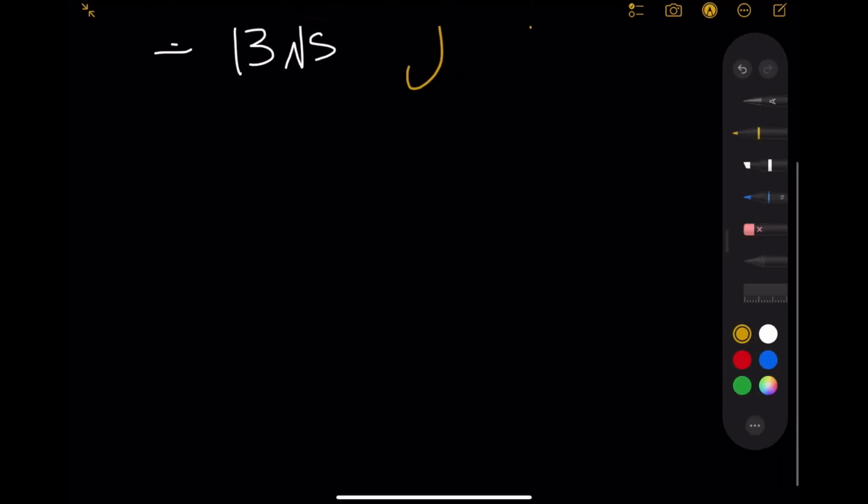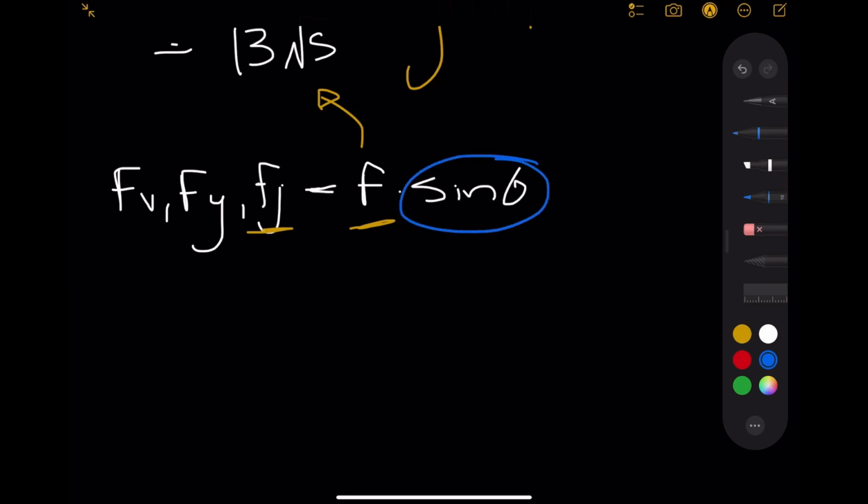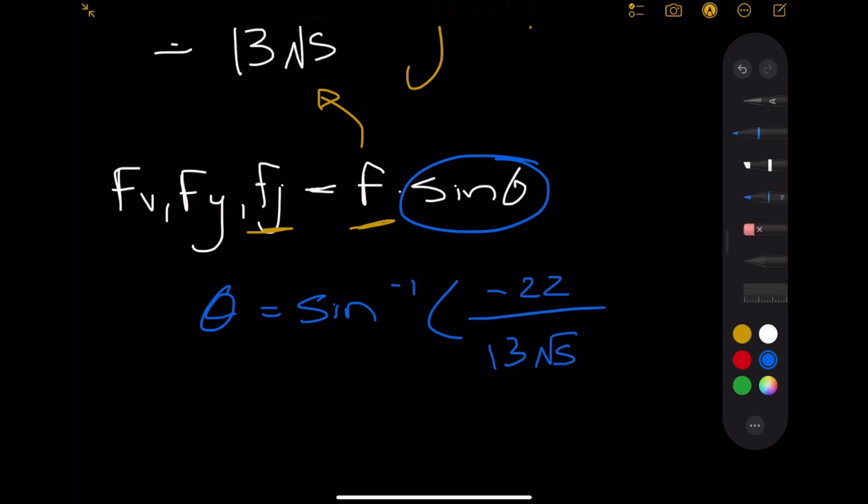And now if you remember our formula again, it is F vertical or Fy or Fj, whatever you're comfortable with, is equal to F multiplied by sine theta. We have F calculated here. We have Fj given to us already as minus 22. All we need to do is calculate this over here, right? So theta is equal to the inverse of sine of Fj, which is minus 22, divided by F, which is 13 multiplied by the square root of 5.